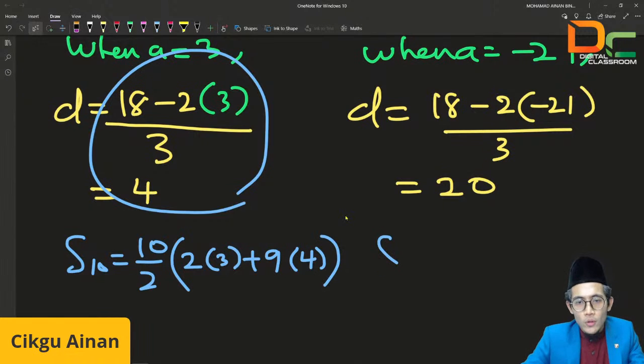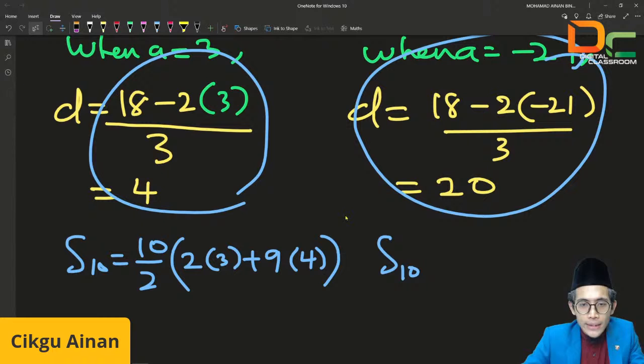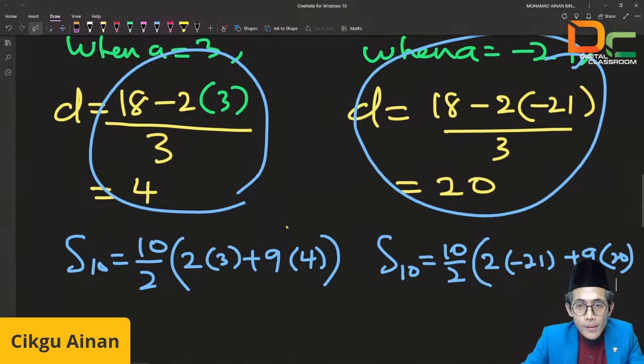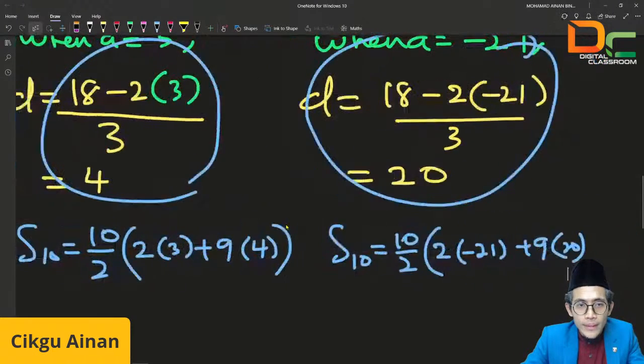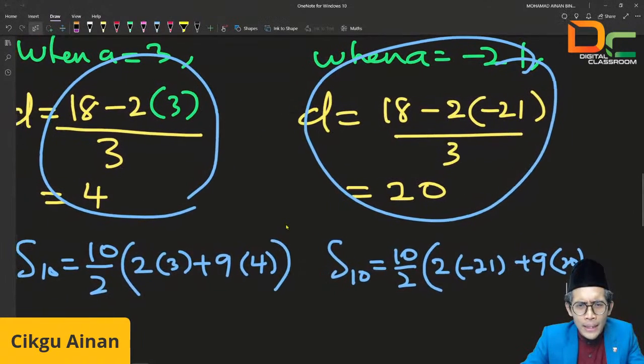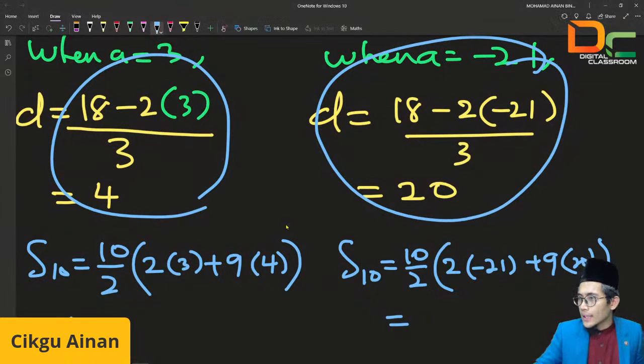How much is this? Someone please help. Okay. When A is minus 21, S10 is 10 over 2. Double the first term, minus 21, plus 9, 20. It doesn't fit. Move it aside a bit. Okay. Now what are the numbers?